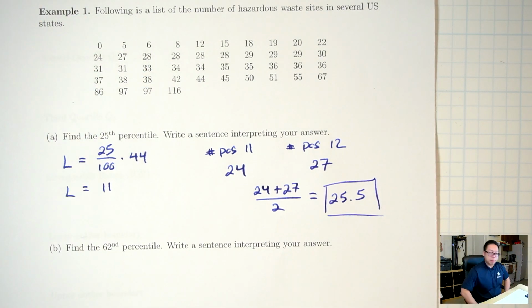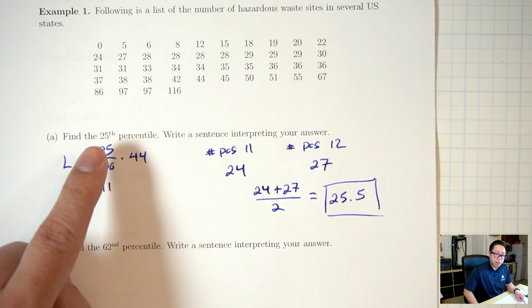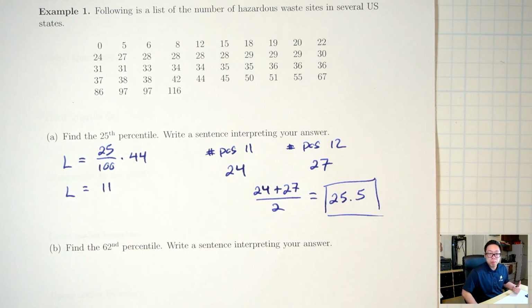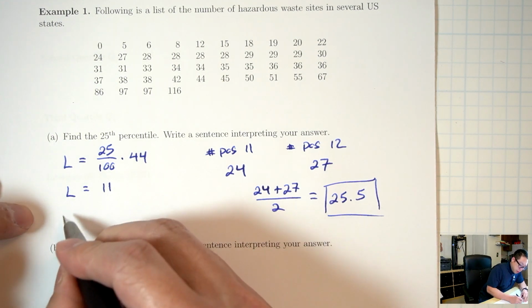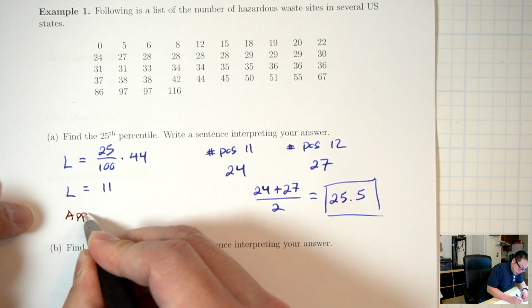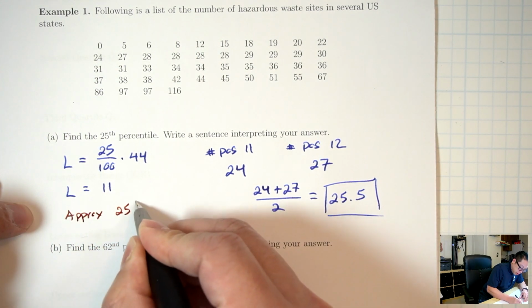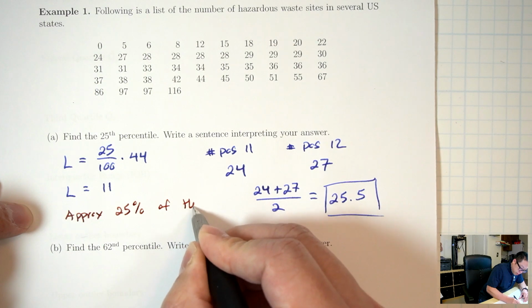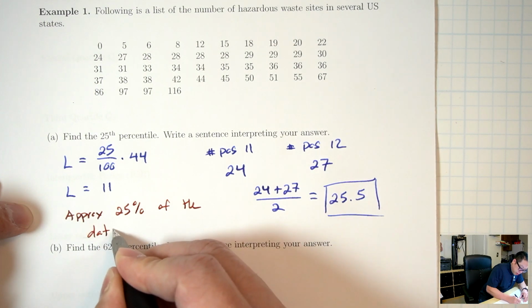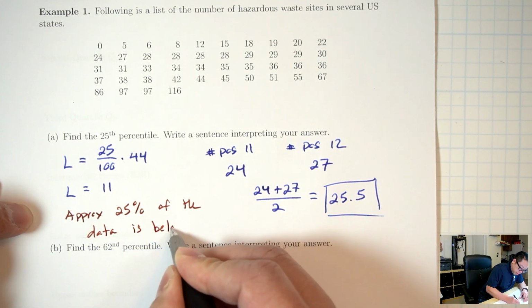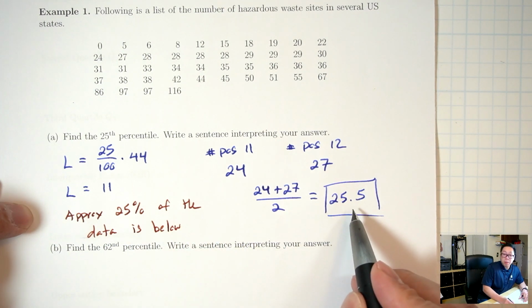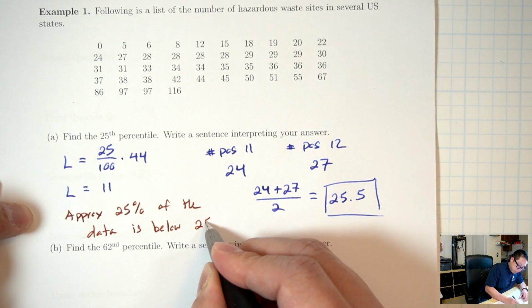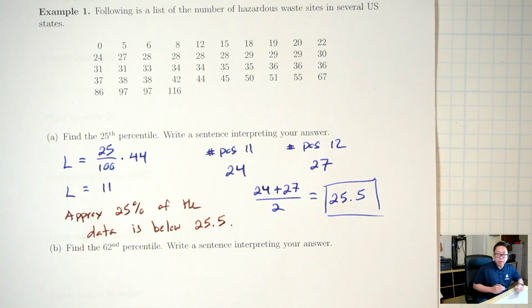And what does this mean? Percentile, once again, is the percent that's below you. Okay, so what this is saying is that 25% of the data, I would say approximately 25% of the data is below this number. And that's what the percentile means.